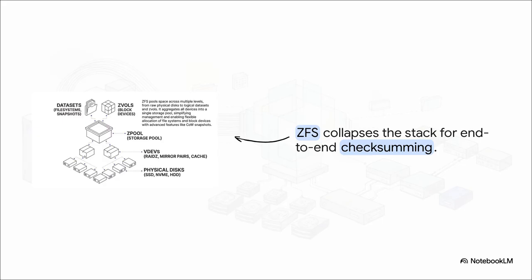ZFS treats data integrity and silent self-healing as a first-class concern by breaking things down into pools, datasets, and VDEVs. It literally collapses hardware RAID, volume management, and the file system into one single layer. Every single block of data and metadata gets a checksum. If ZFS detects silent corruption, it uses those checksums to instantly and silently self-heal the data from a mirrored drive. It is absolutely the gold standard for data integrity.